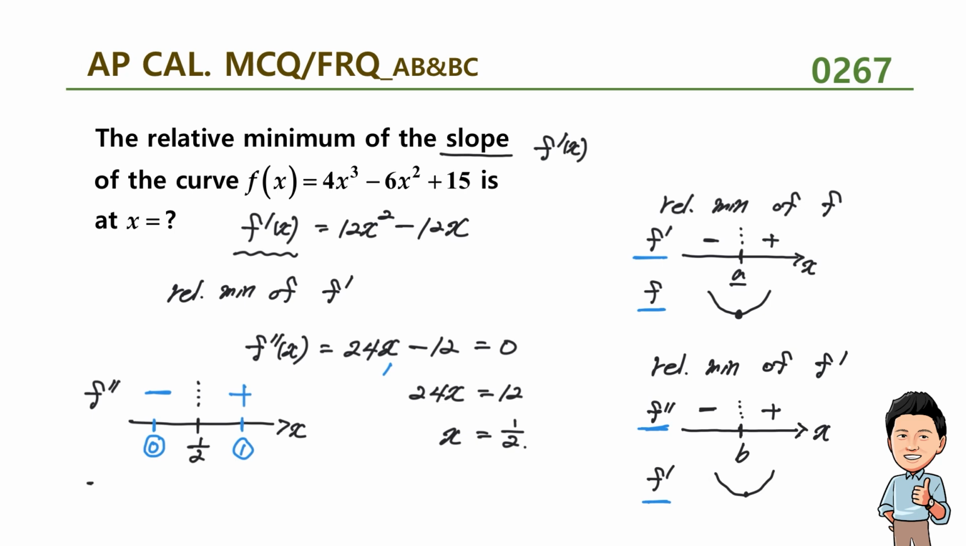So f prime decreases in this interval and then increases after x equals 1/2, right? So what's the answer? The relative minimum of the slope of the curve. The slope of the curve has a minimum at x equals 1/2, right? So the answer must be 1/2.